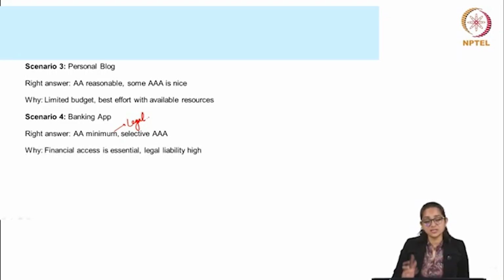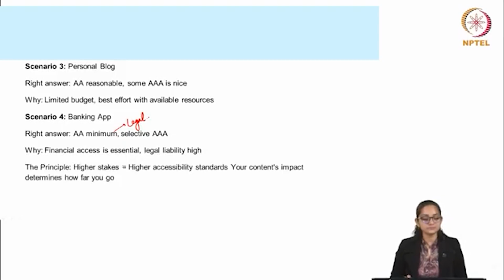Because first, financial access is essential information, and legal liability is much higher in this kind of scenario, because audits and so on happen more in these kinds of cases.